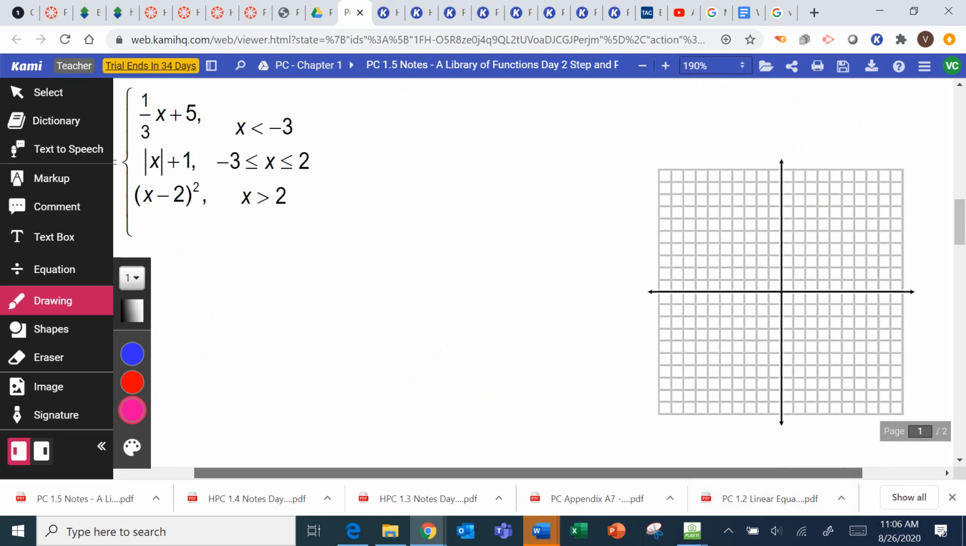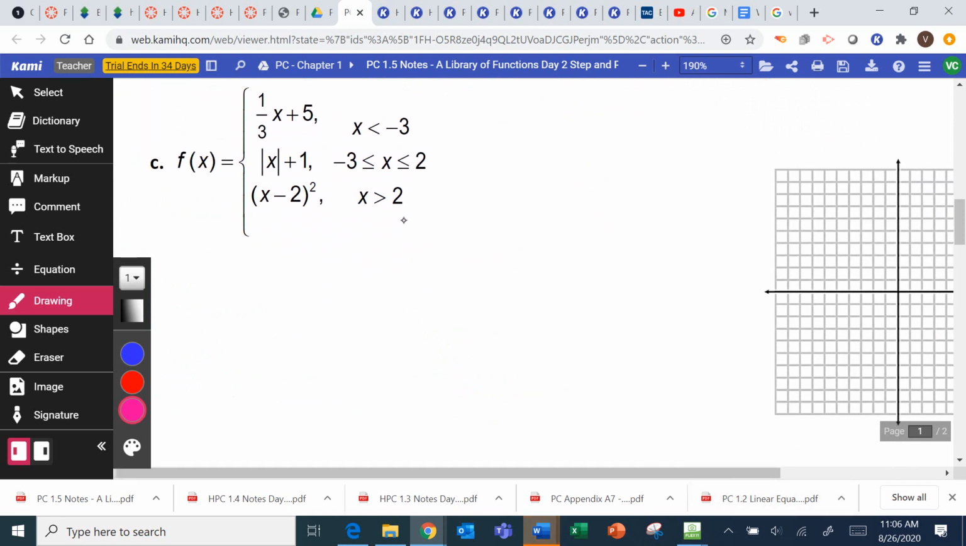So the next one, what's different about this one is when you look at the domains or the equations, there's 3 equations. That's telling me there's going to be 3 pieces of a graph, 3 different pieces. That tells me there's 2 borders. So where are the borders for this one? There's 2 of them. X equals, you're just going to look at your domain. What's one of the borders? X equals, yell it out. -3, and X equals 2.